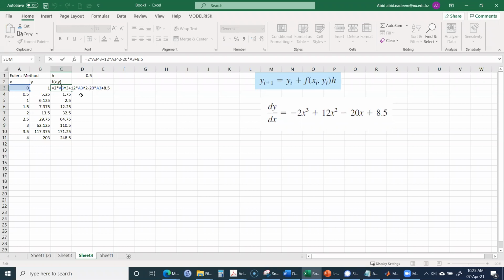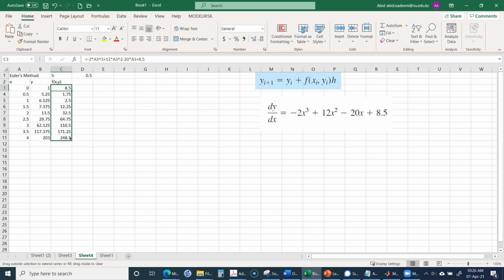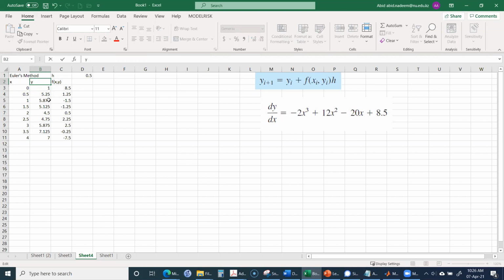It was minus 2x cube plus 12x square minus 20x plus 8.5. So yeah, now the values are correct. Okay, and this is the y value, so we can indicate it by the y Euler.